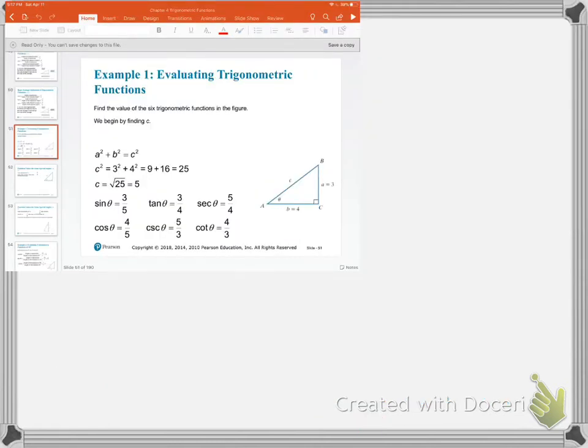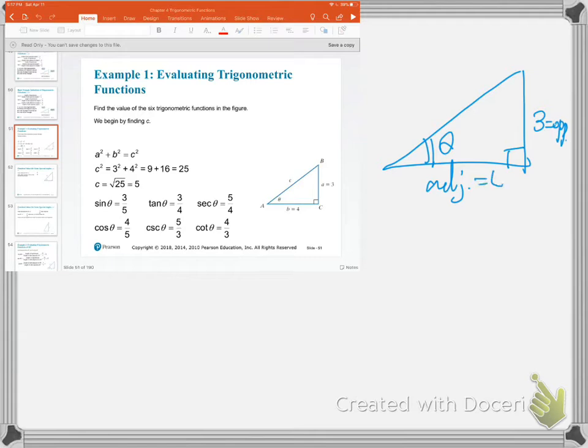Let's look at this very easy example. What are the 3 sides of this right triangle? This is the angle theta. The opposite side is 3, the adjacent side is 4, and the hypotenuse is 5. I didn't use a, b, c because sometimes later we will use x, y, and r in the xy plane, so it's better to use opposite, adjacent, hypotenuse.